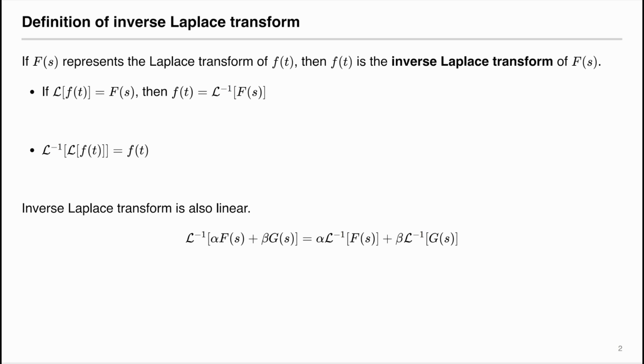First, let us define the inverse Laplace transform. If we have a big F of s that represents the Laplace transform of the real time domain function small f of t, then the small f of t is called the inverse Laplace transform of the big F of s. In terms of symbols, the inverse Laplace transform of the Laplace transform function is the original function, so that the effect cancels out.